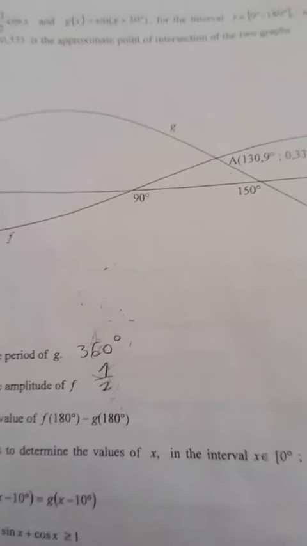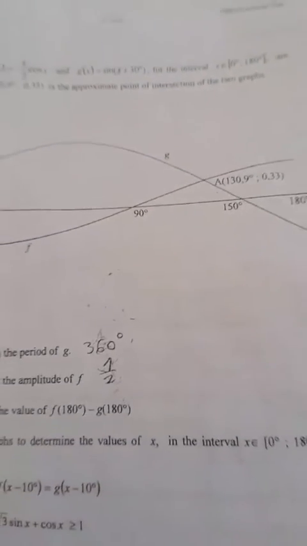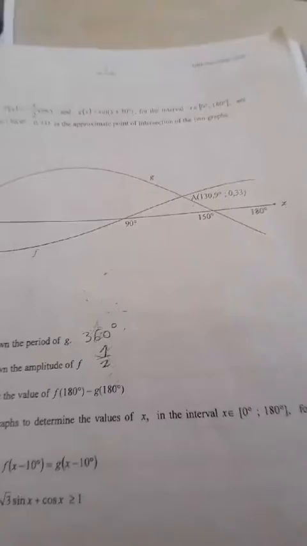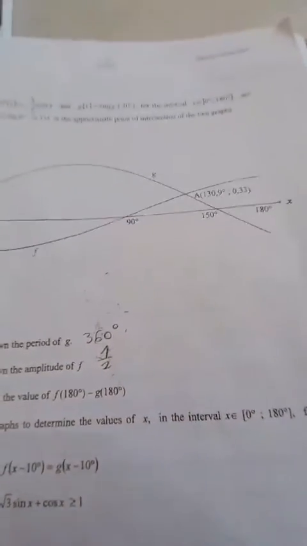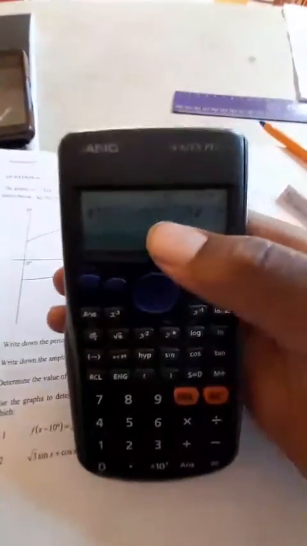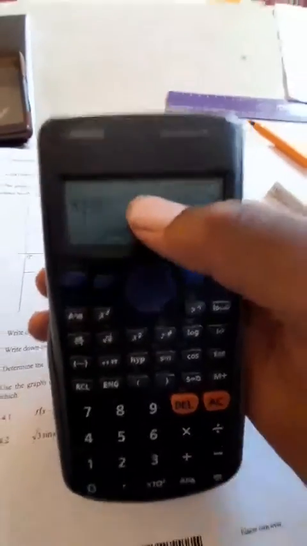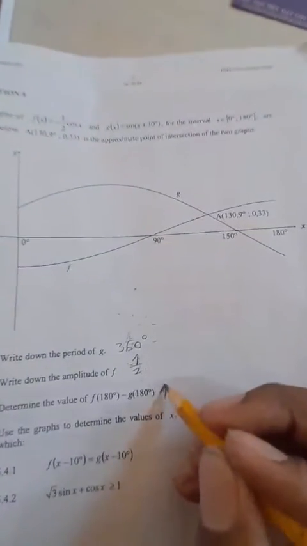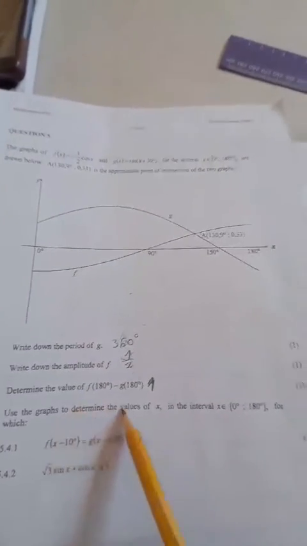And before you do this, make sure that your calculator is in degree mode. I forgot to put mine in degree mode. That's why it gave me a funny value. Make sure that your calculator is in degree mode. You see that D there. You must make sure that your calculator is set to degree mode. So if you do this, you will get a value of 1. So here you're just gonna write 1 as your answer.